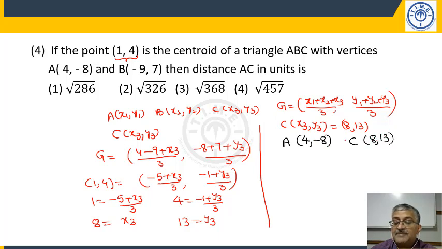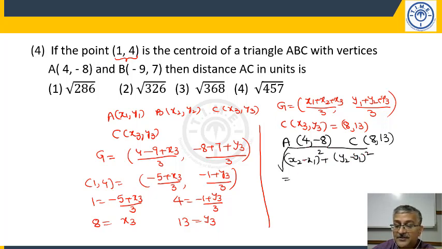We know the distance between the 2 points is the square root of (x2 minus x1) whole square plus (y2 minus y1) whole square. This is the distance between the 2 points. So simply apply that: (8 minus 4) whole square plus (13 minus of minus 8) whole square. That is 8 minus 4 is 4, square is 16, plus 21 whole square is 441.